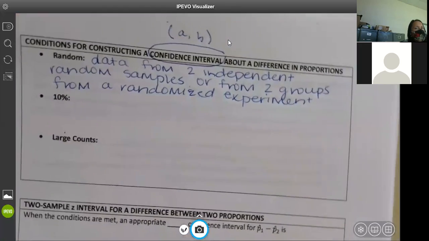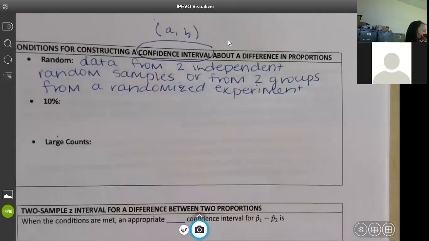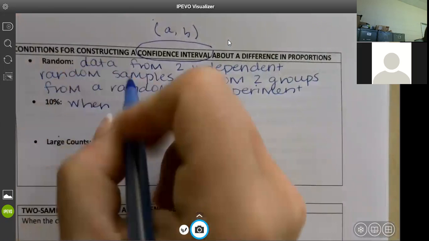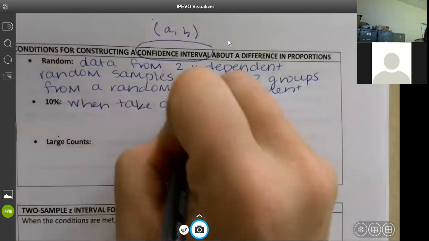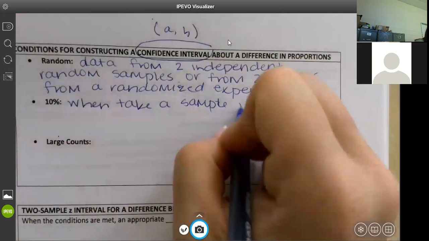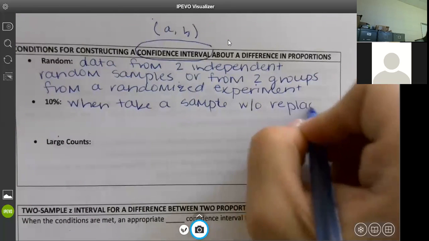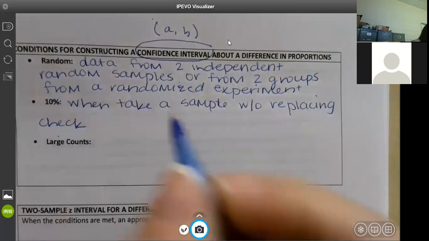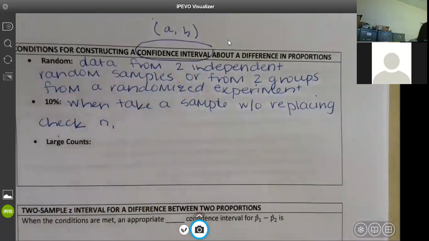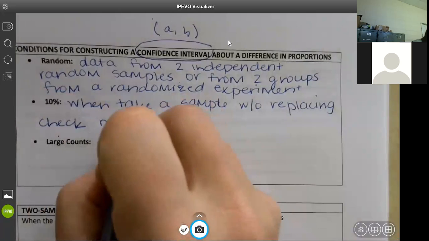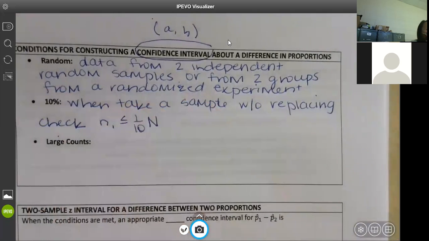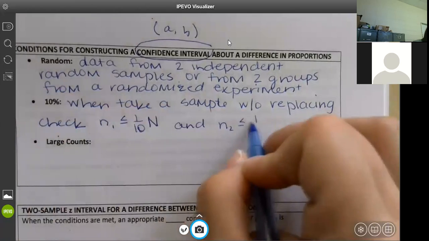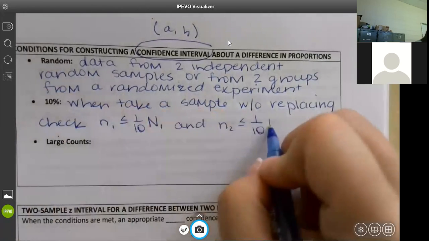The biggest thing is just make sure it's 2 different groups. So we do our 10% when we take a sample without replacement, and we check that N1 is less than or equal to 1/10 of the total population, and that N2 is less than or equal to 1/10 of the population 1 and population 2.